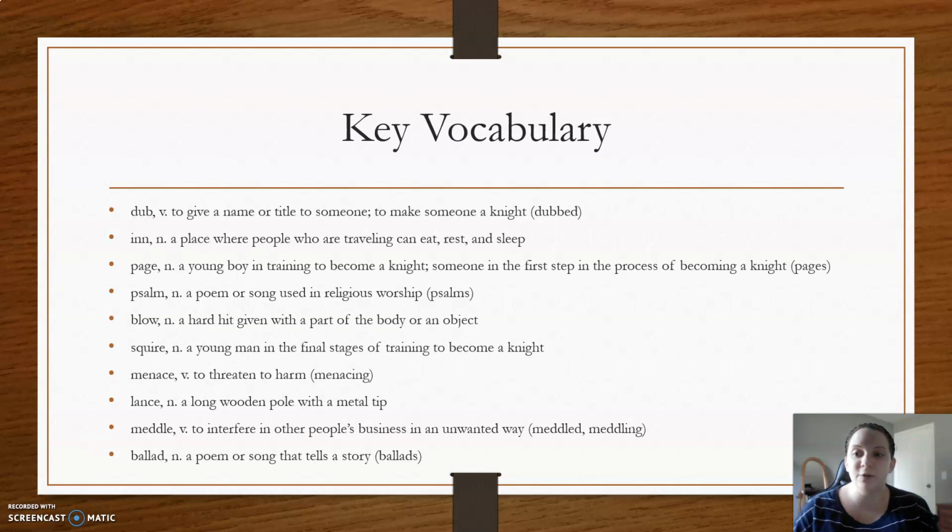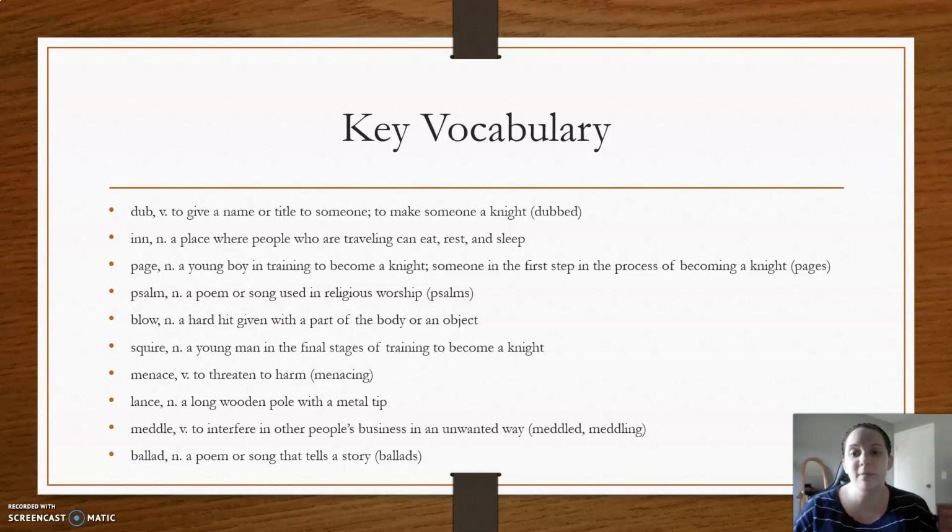Our key vocabulary for today: dub, to give a name or title to someone or to make someone a knight. Inn, a place where people who are traveling can eat, sleep, and rest. A page is a young boy in training to become a knight and someone in their first step to becoming a knight. Psalm, a poem or song used in religious worship. A blow is a hard hit given with a part of the body or an object.